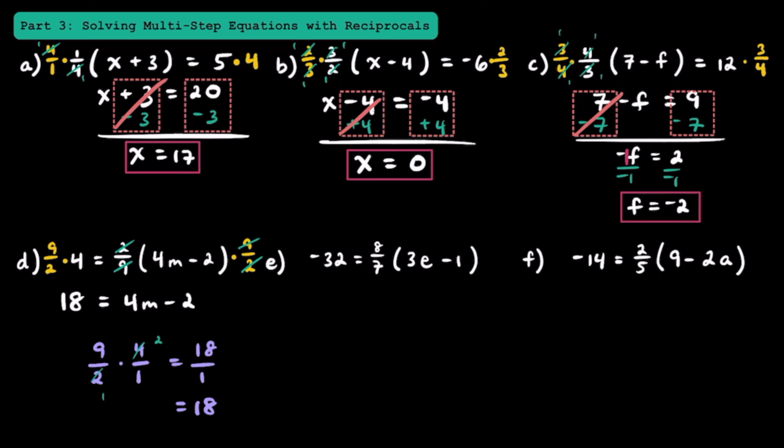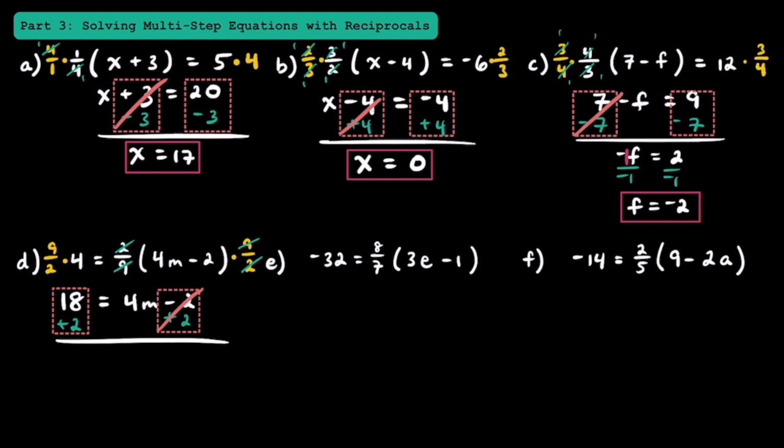side of the equation. Next, we're going to add 2 to both sides of the equation. These are going to cancel out. And on the left side, 18 plus 2 is equal to 20, so we can write 20 is equal to 4m. Finally, we're going to divide both sides by 4. And 4m over 4 is just going to be 1m, or just m. And since 20 divided by 4 is equal to 5, we can say that m is equal to 5. There's our solution.